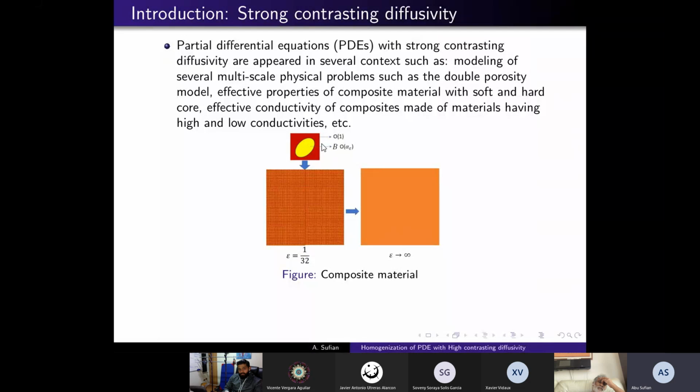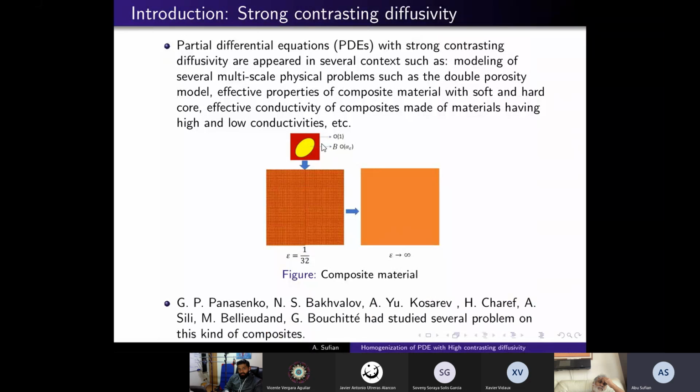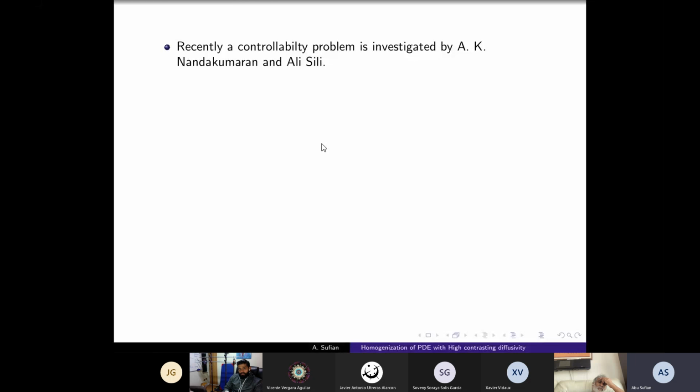There are several mathematicians who have studied multi-scale analysis on this kind of domain. Some of them are Panasenko, Bakhvalov, Kozlov, Allaire, Bunoiu, and so on. There are other mathematicians also. Recently, in 2016, Professor Ekanandan Kumaran and Ali Sili studied a controllability problem of a wave equation in this kind of composite material.